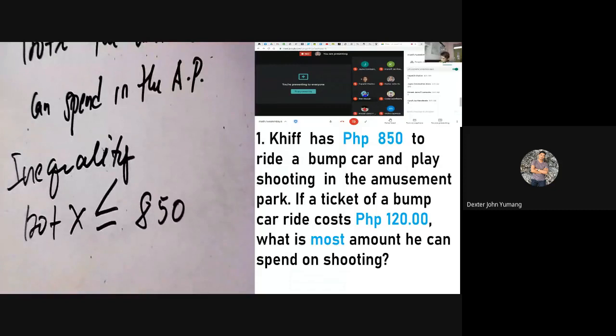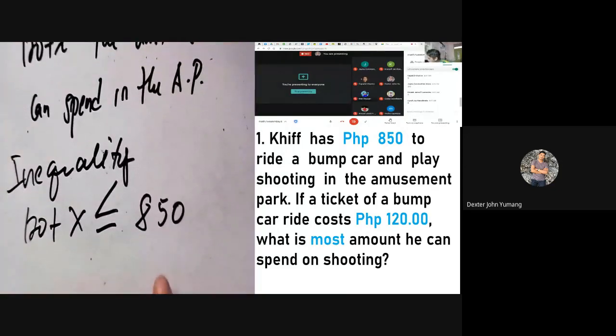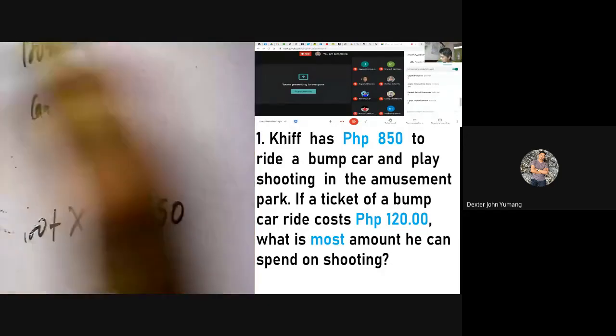Okay, since this is the answer and that is the correct answer: 120 plus X less than or equal to 850. Then we will do the solution. So allow me to erase this one. Let's do the solution.